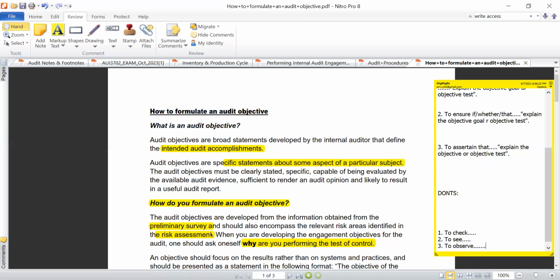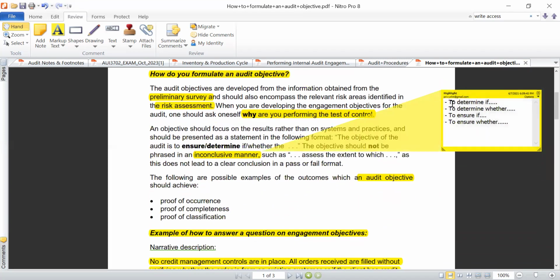So now, let me just show you the same things, just to validate what I was explaining to you. An objective should focus on the results rather than on systems and practices. It should be presented as a statement in the following format: the objective of the audit is to ensure, to determine if, whether. And the objective should not be phrased in a conclusive manner, such as assess the extent to which. You don't do that, as this does not lead to a clear conclusion, because assess the extent to which what?